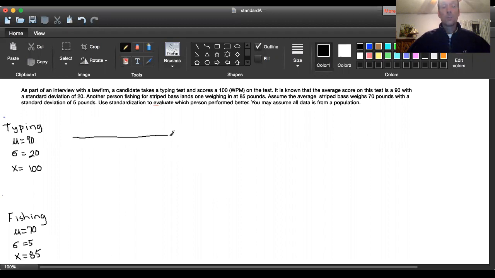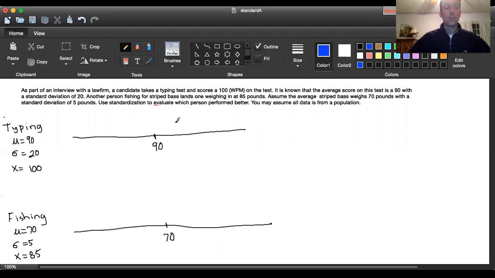So we're going to start out by making a number line for each population here. Right in the dead center, we're going to list the average. Average typing score was a 90. The average striped bass weighs 70 pounds. And in the case of the typing exam, let's mark the values that correspond to 1 standard deviation above and below the average. 1 standard deviation is a 20, so we're going to go ahead and write in 110 for the high side and 70 on the low side.